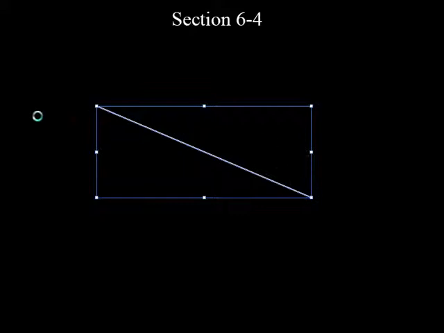Section 6.4, we've been talking about this for the last few days. We said eventually we're going to talk about rectangles, and we talked about it quite a bit yesterday, I think, didn't we? Or it was the other day, I don't know. Let's try this tool right here.